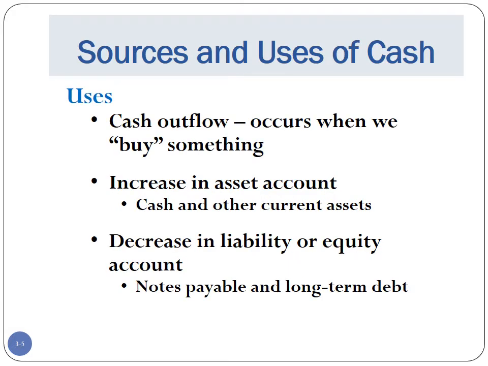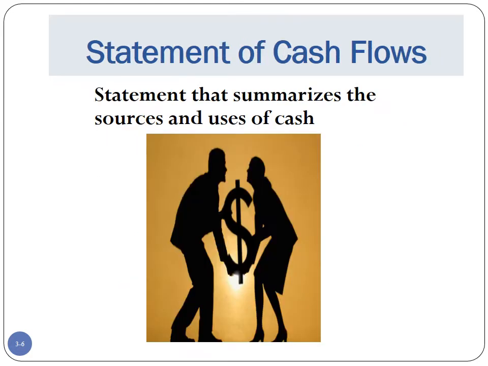The uses of cash, again, are multiple. Basically, a cash outflow occurs when we buy something. When we get an increase in an asset account, we buy an asset. We can also increase cash and leave it in the cash account or other current assets. We can also decrease a liability, pay off a loan, or, say, do a stock repurchase, something like this. So just know that there are multiple sources and multiple uses of cash.